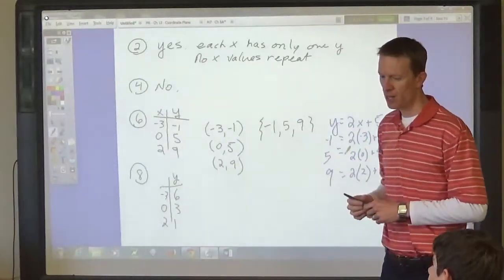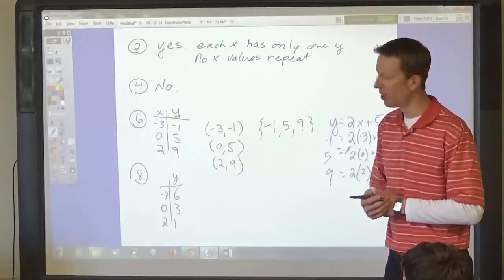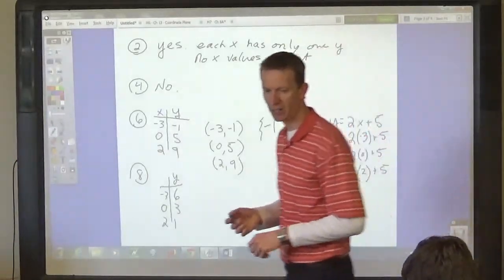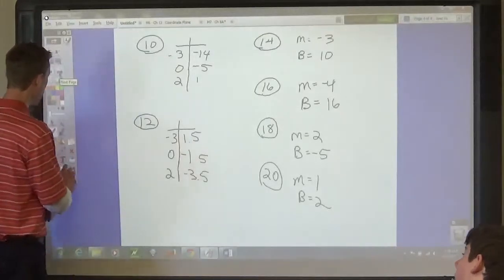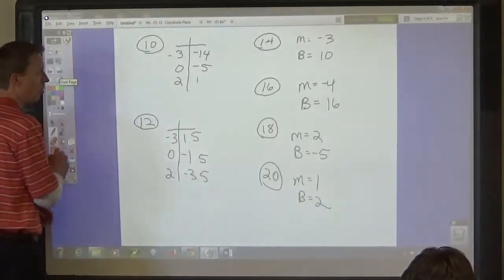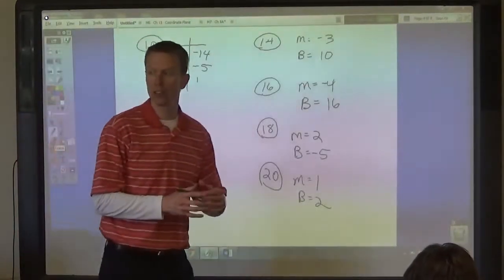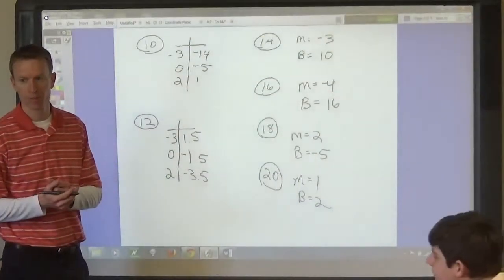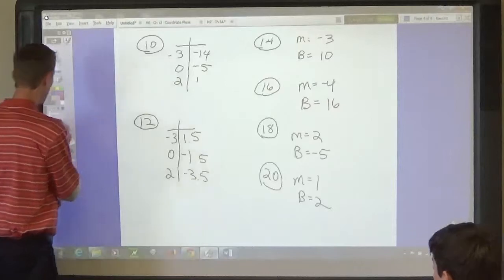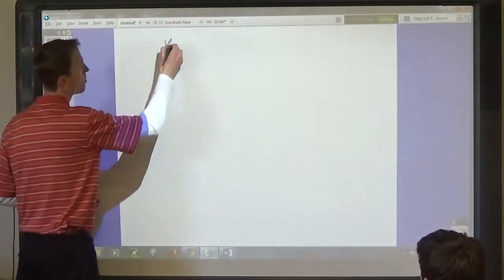Okay. Now, the last section is to find the slope and the y-intercept. When you're finding the slope and the y-intercept, you're given an equation and you have to put it into slope-intercept form. You have to put it into y equals mx plus b form.